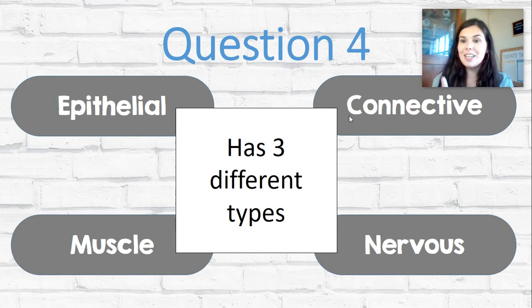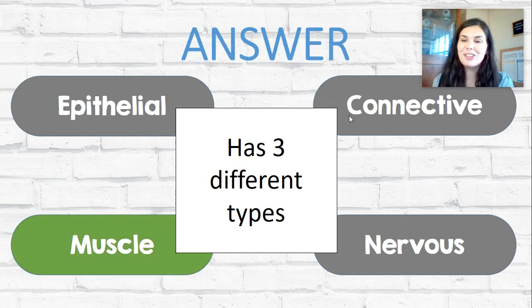Question number 4. Which of these types of tissues has 3 different types? I almost just gave it away. Hopefully you get it right. The answer is muscle tissue. Sorry about that one. I think you probably all got that one anyway.